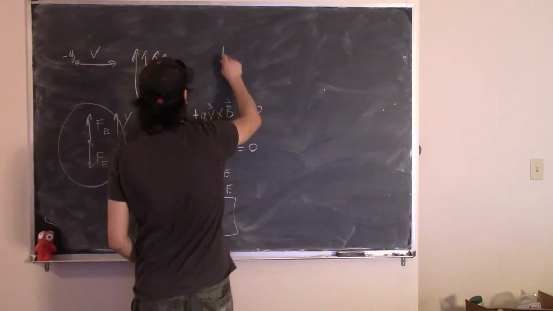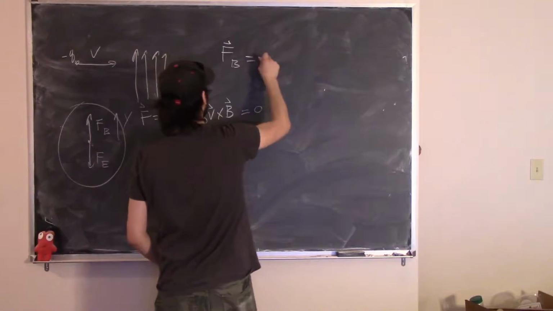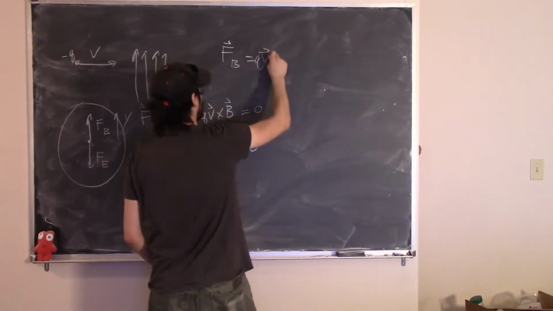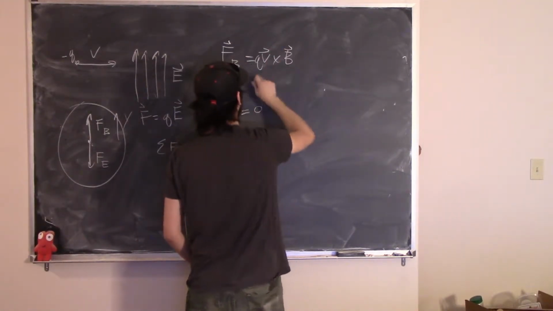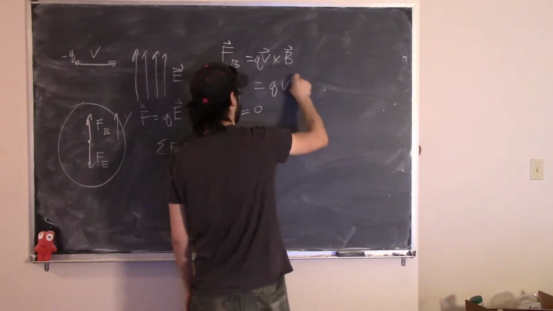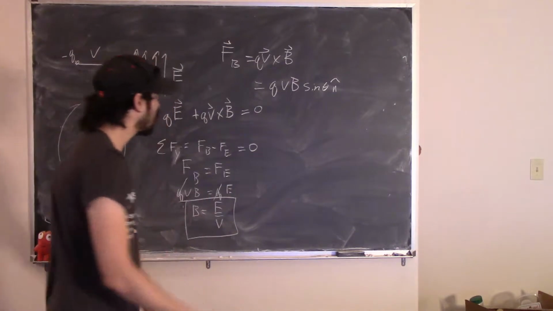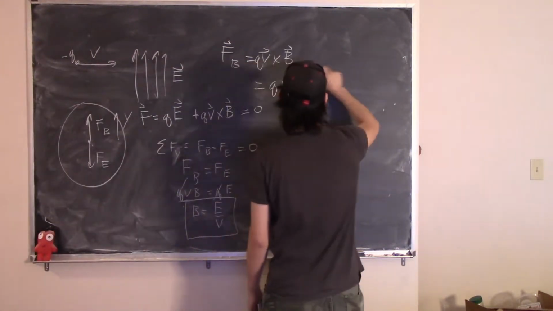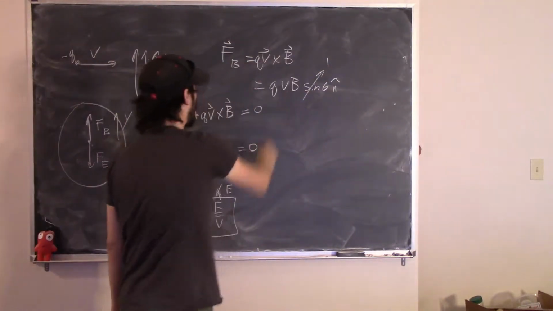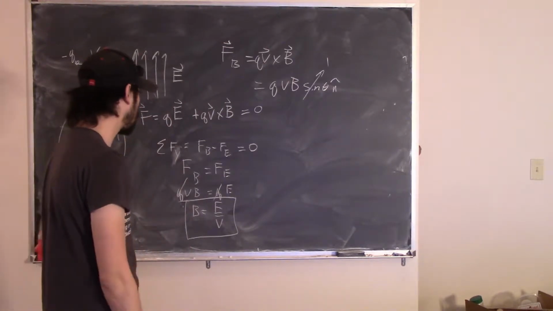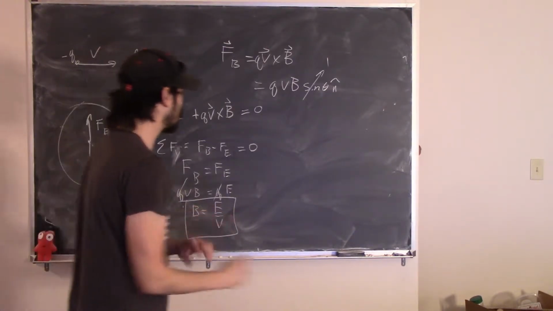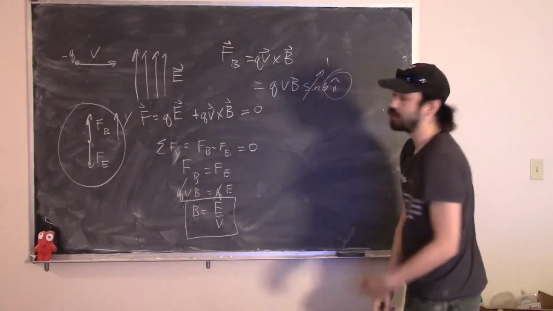So we know that F sub B is equal to Q V cross B. And so really this is Q V B sine of theta times n hat. Sine of theta is going to be 1 because the angle between the velocity and the magnetic field is 90 degrees. And so really the vector information is going to come from this n hat.